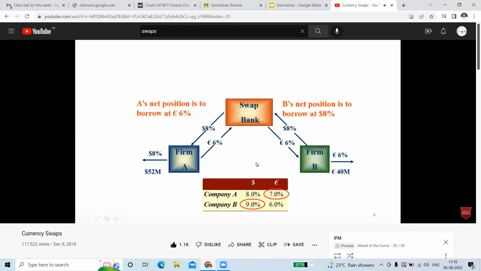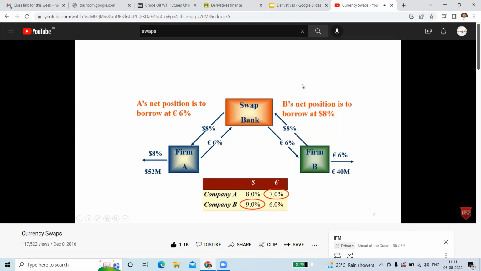All right, so what's our net position here? A is borrowing at this 6% euro rate. B is borrowing at the 8% dollar rate, right? And here you can see that had company B gone to the US market and borrowed in dollars, they would have paid 9%. They're saving 1%. Here, if A had borrowed in France in euros, they would have paid 7%. So each company is 1% better off.